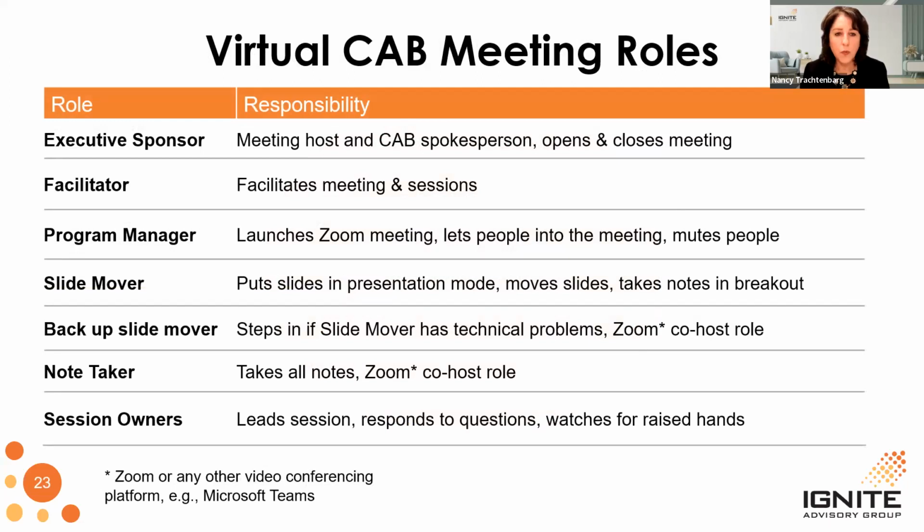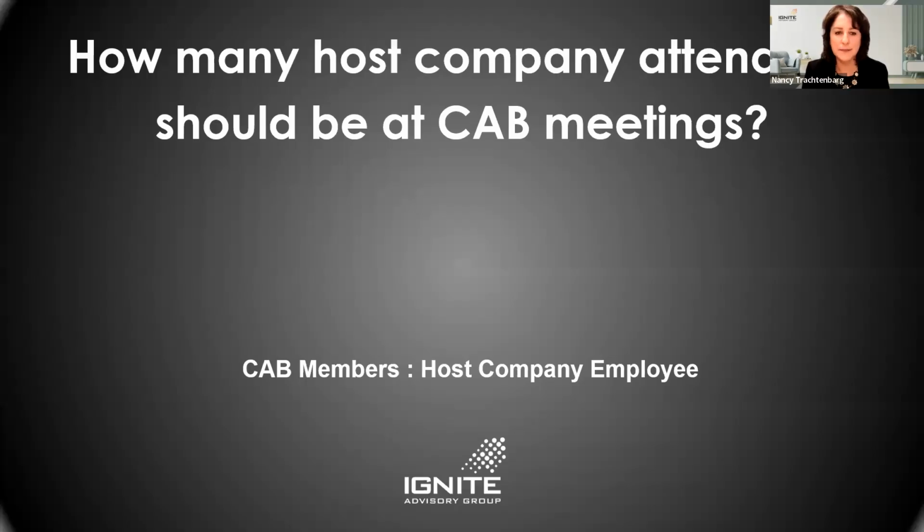The roles for a virtual CAB are the same, but you might need a couple extra people. If you're on the Zoom platform, for example, you might want a program manager to help launch the Zoom and let people into the meeting, mute people, etc. You might want someone who can advance the slides. So you might need a couple extra support people, but otherwise the roles are the same. You've got your executive sponsor, your facilitator, a note taker, and your session owners.